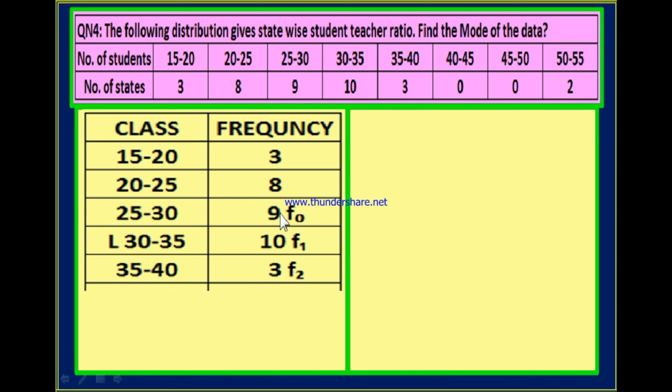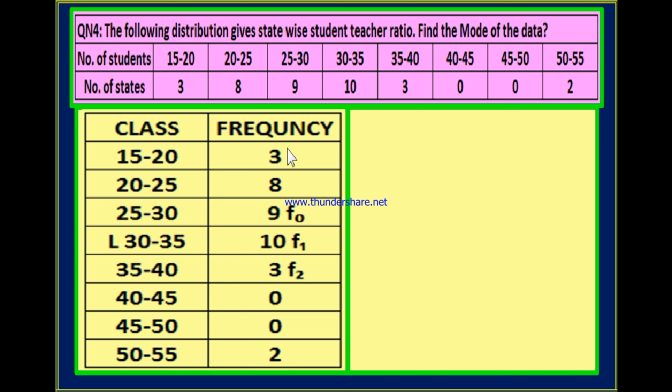Understood? Now, after drawing the classes and frequencies table, you have to pick up the highest frequency. Among all these known frequencies, what is the highest frequency value? Highest frequency is 10. So, the class in which the highest frequency lies is called the modal class. In this distribution, what is the modal class? Good. 30-35 is the modal class.